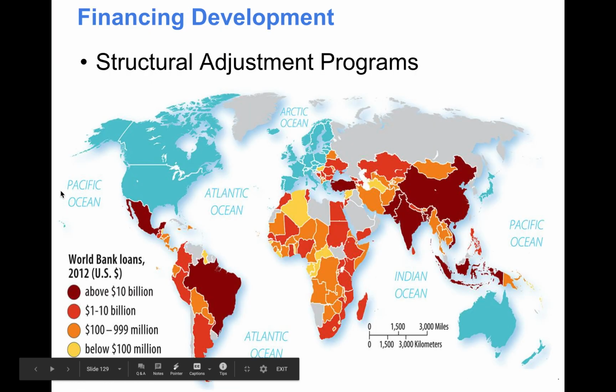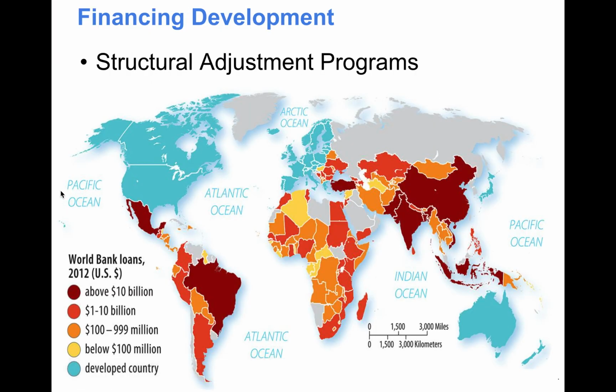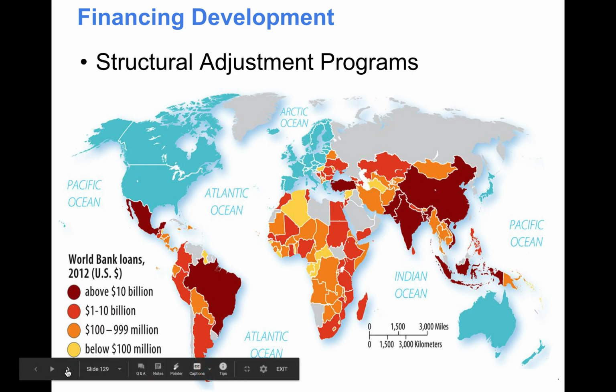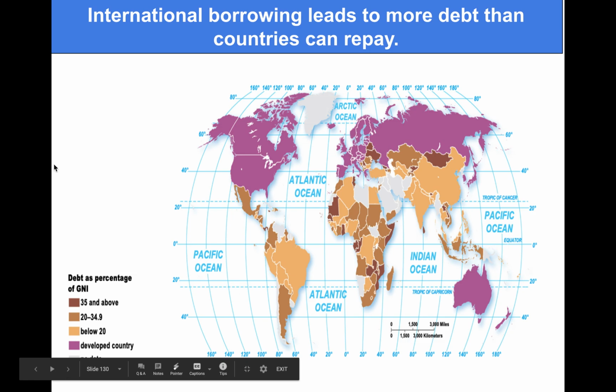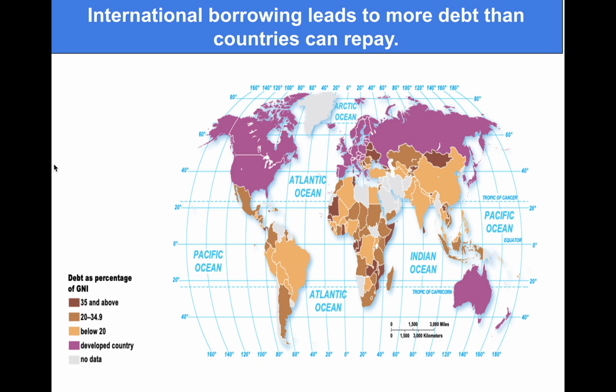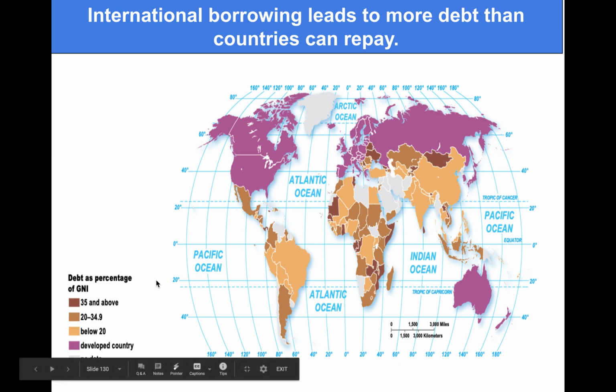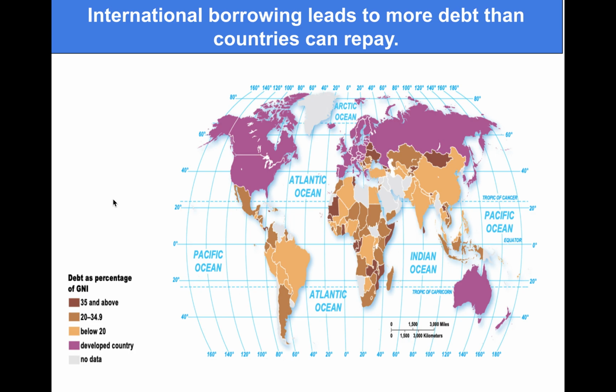Structural adjustment programs are found, again, mostly in less developed countries. Again, structural adjustment programs are when world loans fail, so International Monetary Fund or World Bank loans fail. And again, when they cannot repay, then infrastructure building halts or stops.